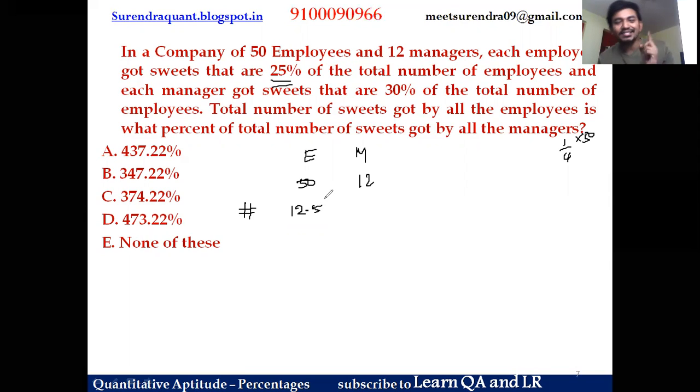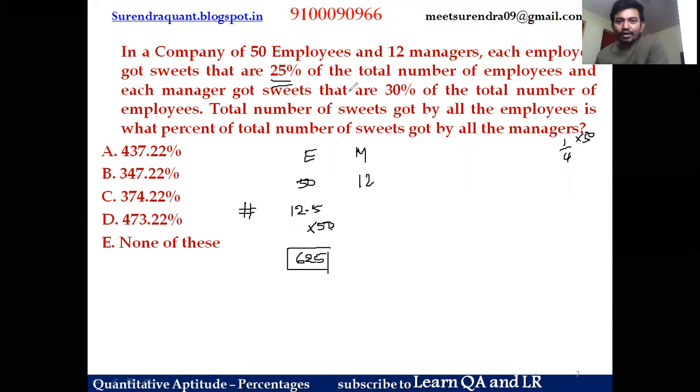If one employee is getting 12.5, 50 employees will get 12.5 into 50. So 12.5 into 50, ignoring the decimal point, 125 into 5, so 625 suits were received by all employees. What about the managers then?